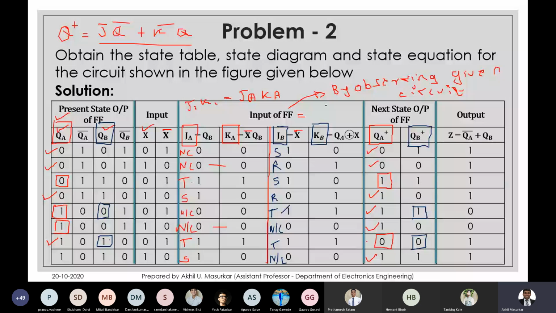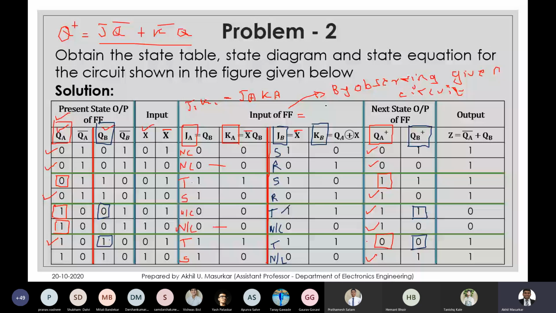So there are so many tables that we have seen. We have seen starting with truth table. Then we have excitation tables of the flip-flop. And then we have state tables. So 3 different types of tables. Okay, so let's go ahead. So this is just for your information.